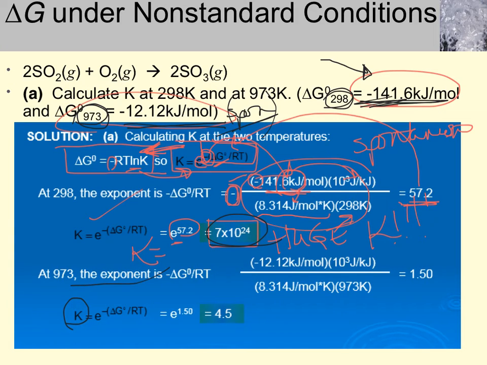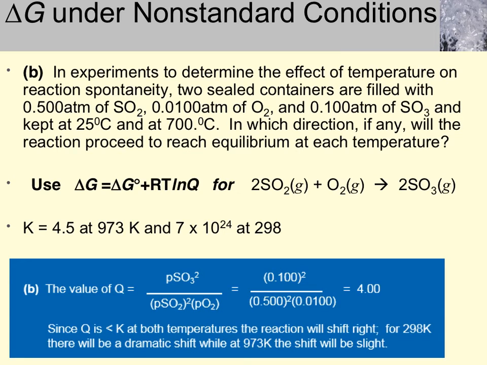So plugging everything in, delta G over RT, with units matched and all, e raised to the 1.50 power. So the bottom line, K at 973 Kelvin equals 4.5. Not very big, okay? Just product favored just a slight little bit, which kind of fits with that it's maybe a little bit spontaneous, okay? Not hugely. So this problem might be a little trickier for most of you.